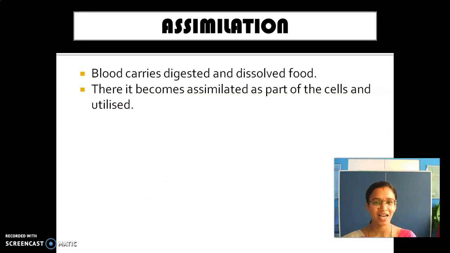Okay. And then assimilation. Now 3 processes are completed: ingestion, digestion, and then absorption. Now assimilation. So the blood carries the digested and dissolved food. So what happens there? The small intestine walls absorb that. So that absorbed material is transferred to all parts of the body. They are absorbed by the cells and then utilized for various processes such as doing work, growth, repairing old tissues, growth of new tissues, etc.